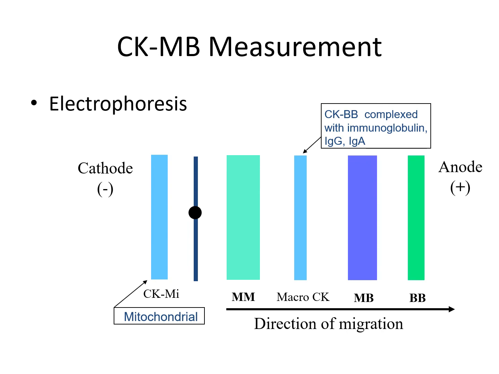this is called macro CK, and it's actually composed of CKBB that is complexed with immunoglobulins IgG and IgA. It's mostly seen in women over the age of 50, but is not of significance when it comes to measuring isoenzymes for cardiac assessment.